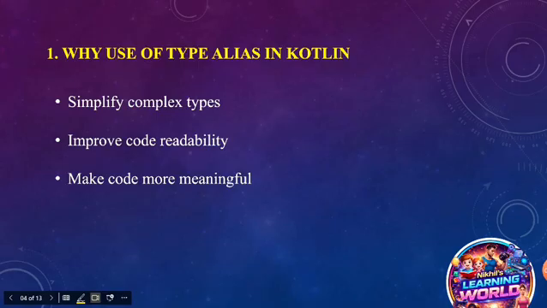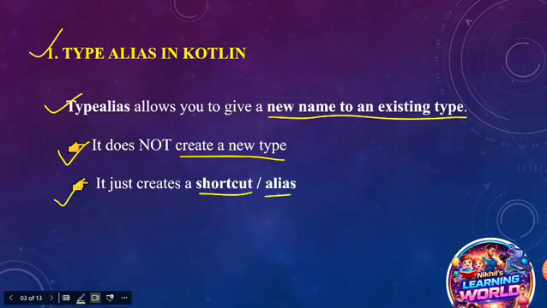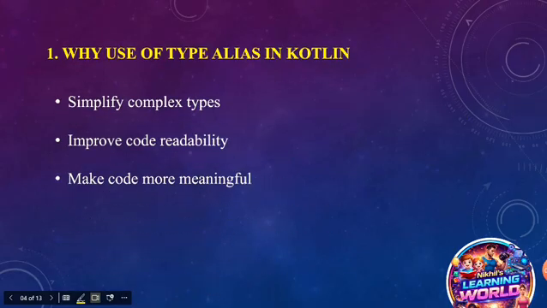Type alias in Kotlin. Basically, type alias allows you to give a new name to an existing type. It does not create a new type. It just creates a shortcut or alias. Why use type alias in Kotlin? It simplifies complex types, improves code readability, and makes the code more meaningful.